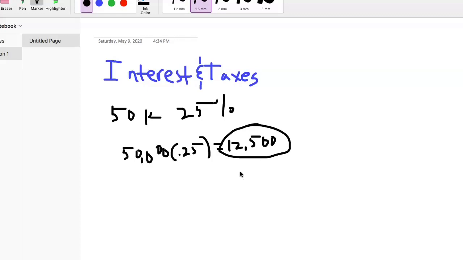So if I paid 12,500 in taxes, and the question is how much did I have left, then we'll just take the 50,000 minus what we paid in taxes, the 12,500, and then we would be left with 37,500.